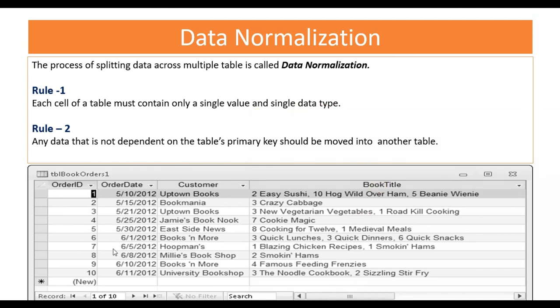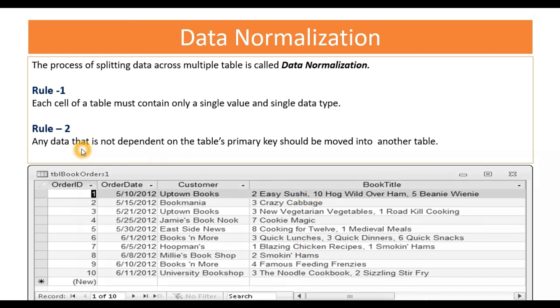If you look down into this part of the screen, in this table, under the book title field, the person who tried to maintain this database has used quite a few data types in a single cell. For example, in this record, the person wrote three crazy cabbage. We understand the three probably is the quantity of the books, and crazy cabbages probably is the title of the book. So if you want to use this field for any calculation purposes, it will be pretty difficult to use the values given over here.